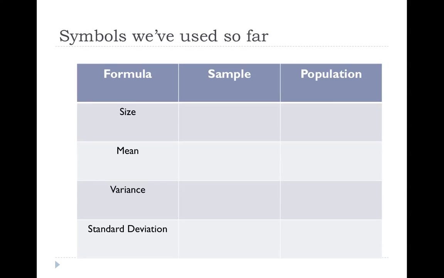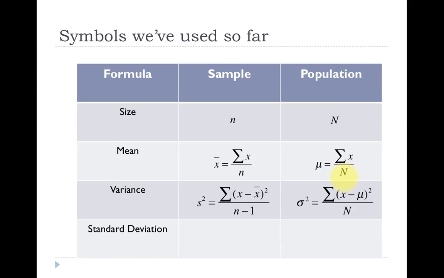Here's a recap of what we've done so far. For a sample, the size is denoted by little n, and for a population, the size is denoted by big N. For the mean, the sample mean is denoted by x bar. The population mean is denoted by x bar. The calculation is still the same. Add up all the values and divide by the size. Here the size is little n, and for a population the size is big N.